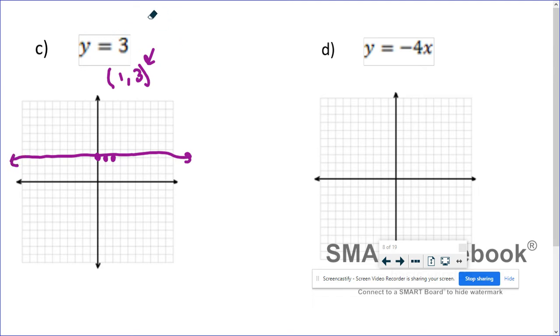Y equals a number will always be horizontal. And the y-intercept will be that number.